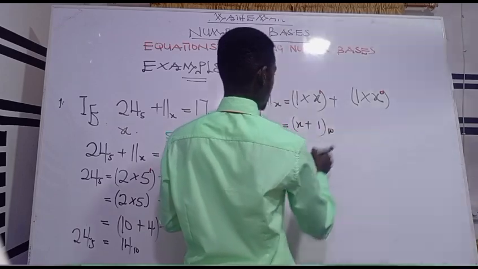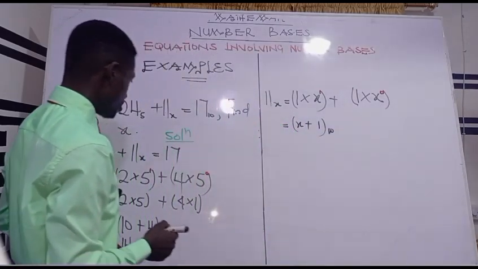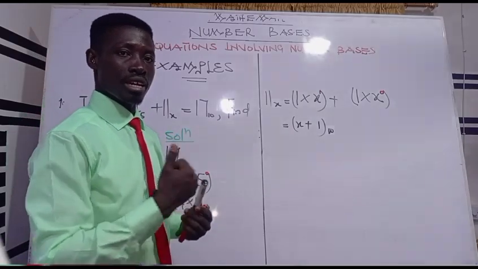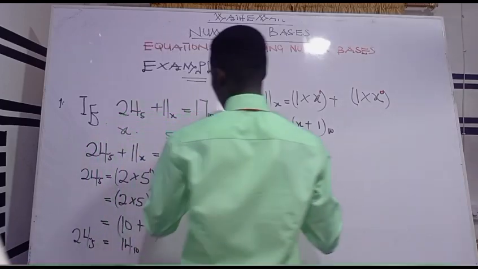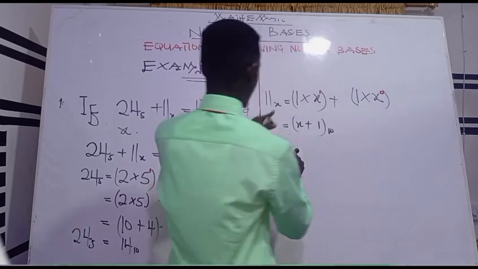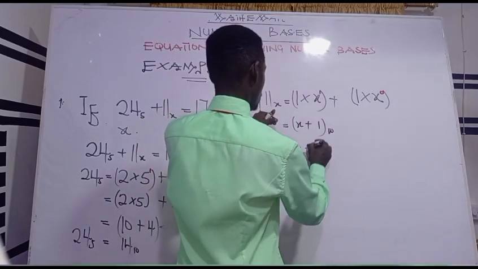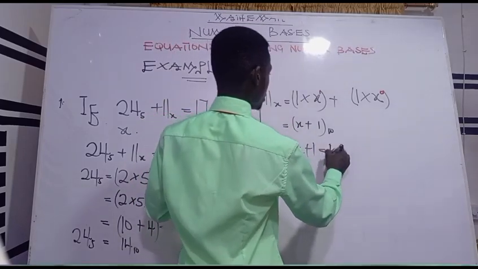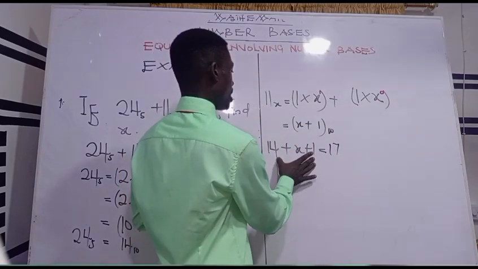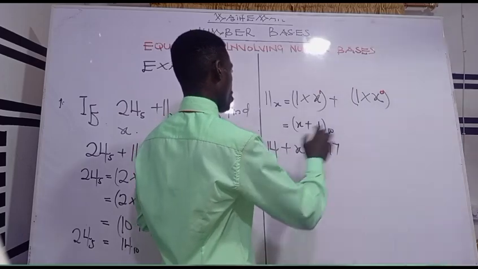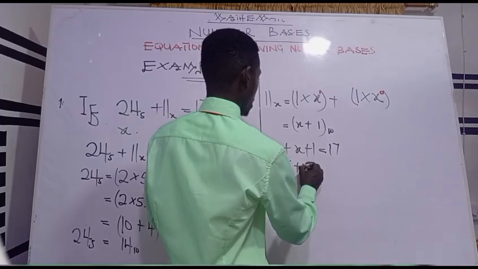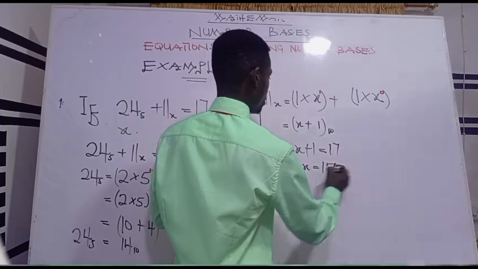So this is in base 10. All of them are in base 10. We can equate and then solve for the value of x. So we are going to get 24 base 5 is 14 base 10, plus 11 base x is x plus 1, and then we have 17 to the base of 10. Now we are looking for x. So let's group the like terms. 14 plus 1 will give us 15, plus x is equal to 17.